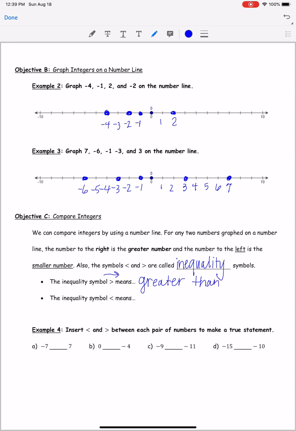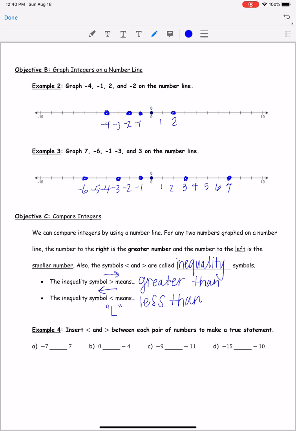And then you use this symbol here. It looks like it's pointing to the left. To the left is all of your negative numbers. So this is your less than symbol. I also remember this less than symbol because if you turn your paper sideways, it makes a little bit of an L. So that's how I remember that that's a less than symbol, because it makes an L. Again, I can't really do it on this video, but if you turn your paper just a little bit, it makes an L.